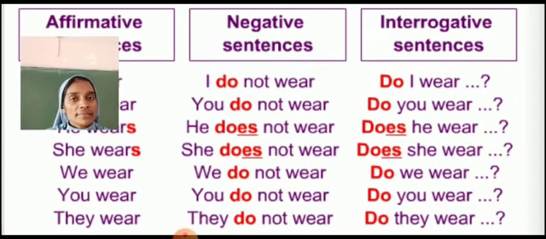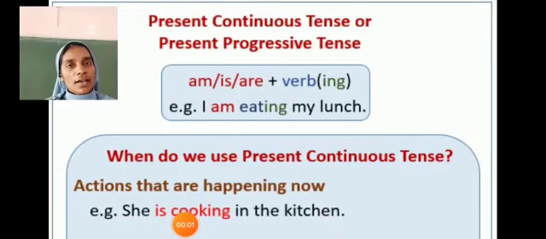We wear. The subject is plural, so we wear. We do not wear. Question sentence, do we wear? You wear. You don't wear. Do you wear? They wear. They do not wear. Do they wear? We have completed simple present tense.